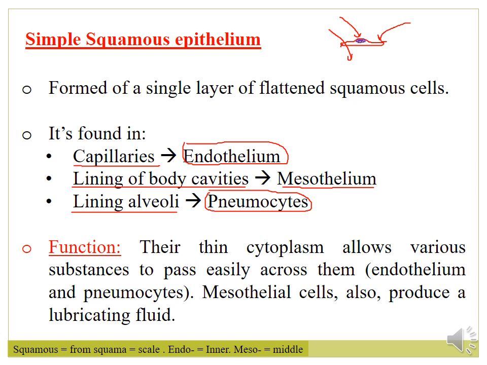Remember, in capillaries, we have exchange of nutrients and waste products and gases. And also in the alveoli, we have exchange of gases. So because we have exchange of materials and a lot of material are passing through the cells, this is why we have simple squamous cells, because of their thin cytoplasm. Now, for mesothelium, in addition, mesothelial cells perform another function, which is secretion. They produce a lubricating fluid that reduces the friction in body cavities.